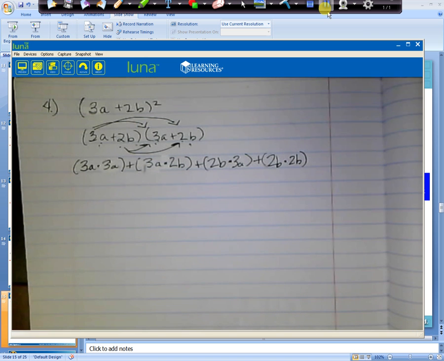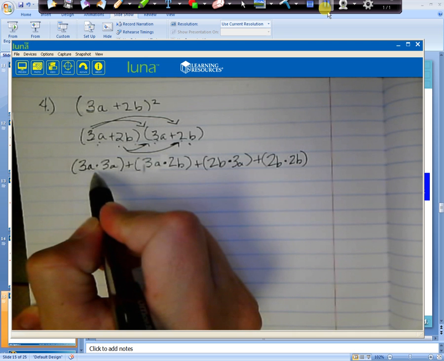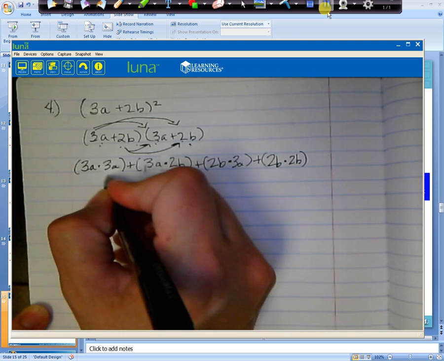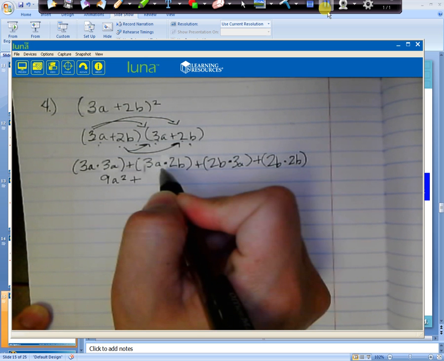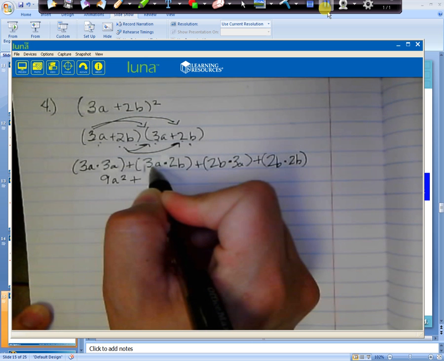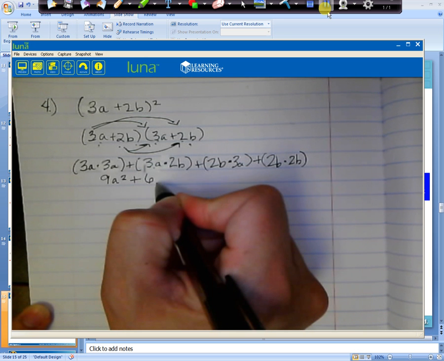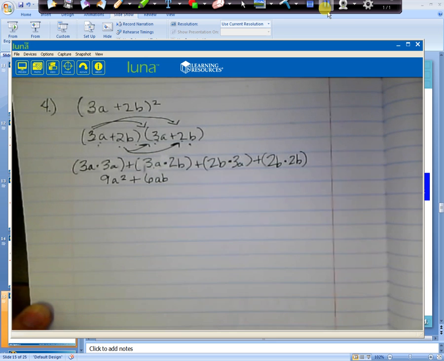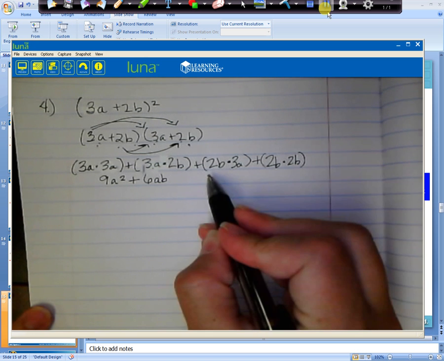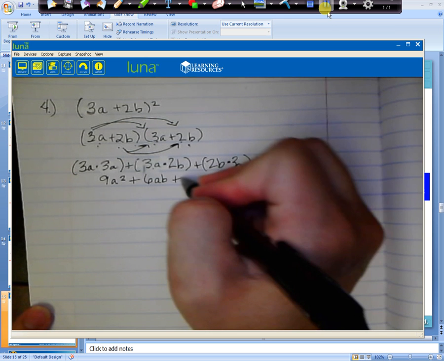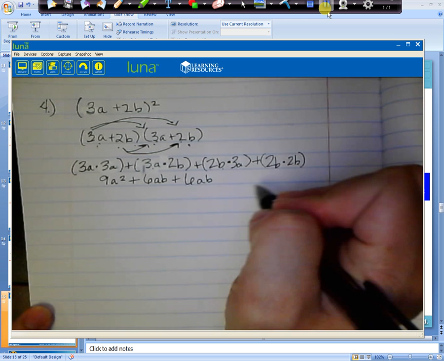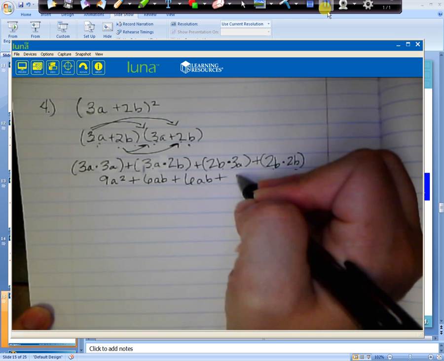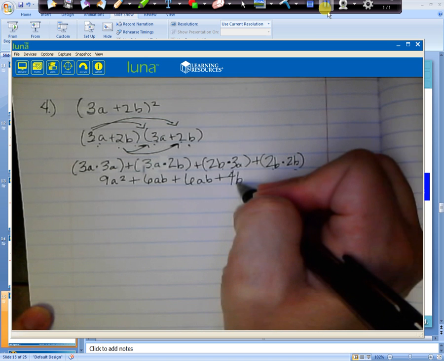And now I'm just going to multiply this out. 3a times 3a gives me 9a squared plus 3a times 2b. 3 times 2 is 6. A times b is ab. And again, just like yesterday, I'm going to leave my letters in alphabetical order. 2b times 3a. 2 times 3 is 6. B times a is written ab. Plus 2b times 2b. 2 times 2 is 4. B times b is b squared.